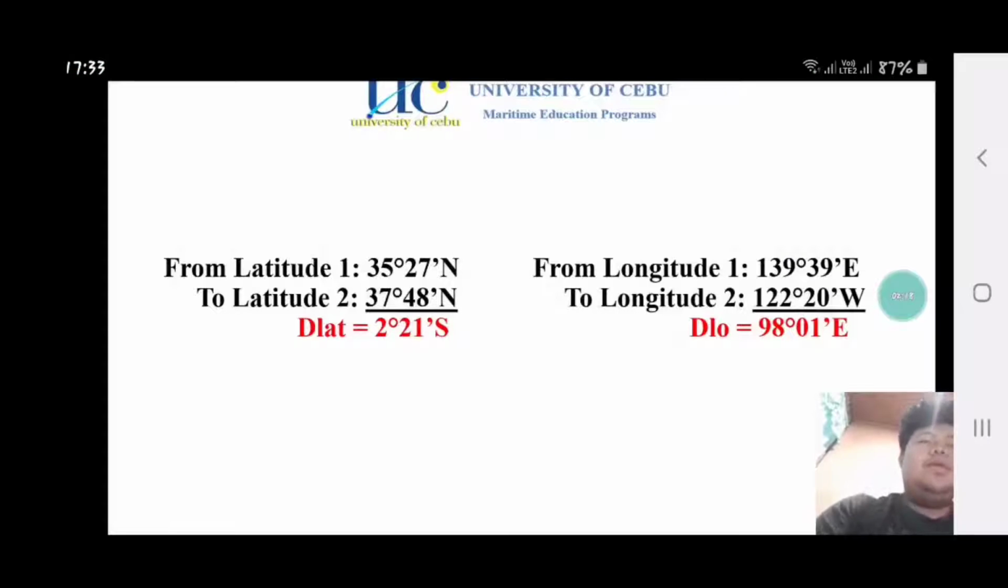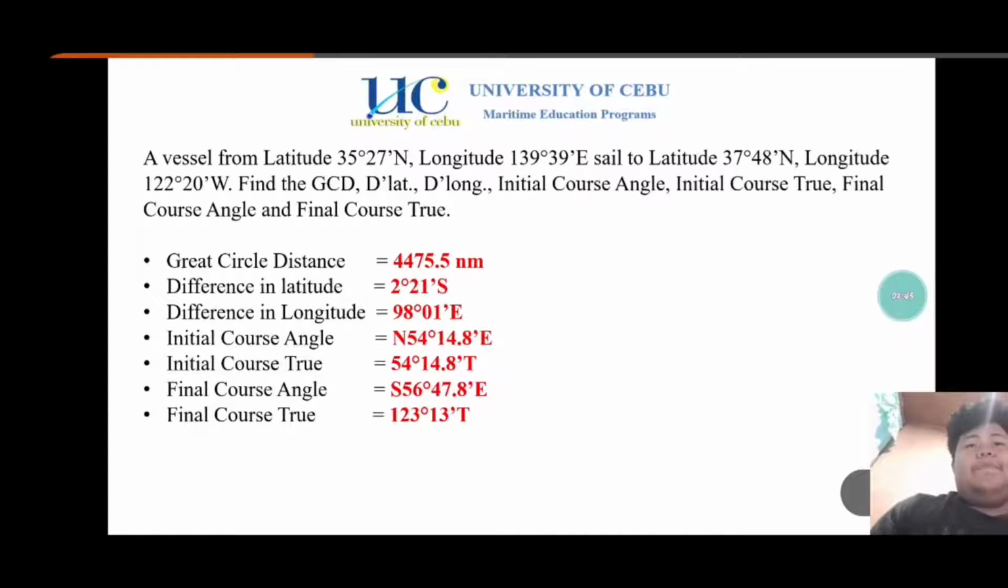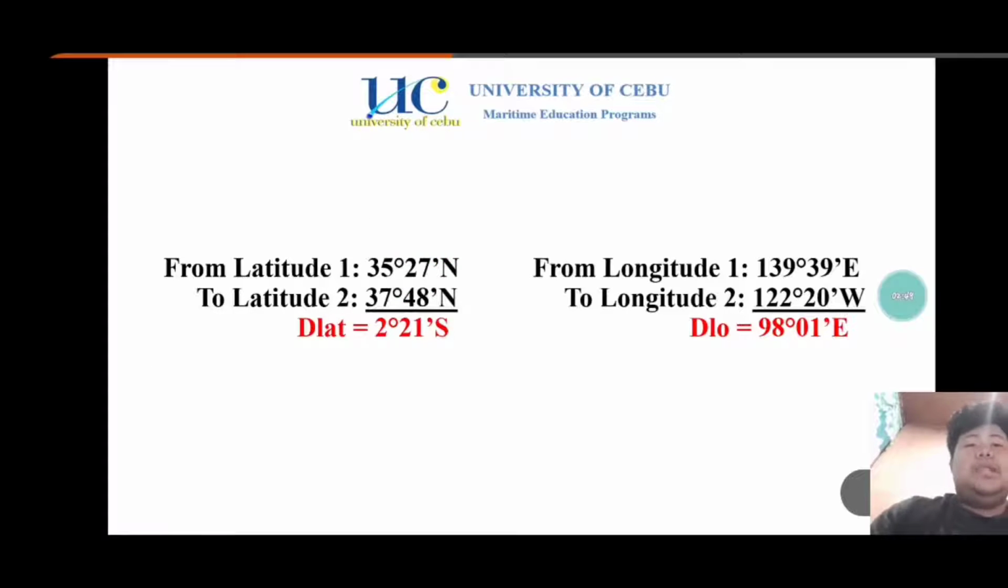So why is it south? Because in the rule in finding DLAT, when the names of the two latitudes are the same, subtract the smaller latitude from the greater latitude and name it according to its direction. Its direction is south, so that's why we name it south: 2 degrees and 21 minutes south. That's our DLAT. And how to get the D long? To get D long, same as DLAT, we need to find longitude 1 and longitude 2.